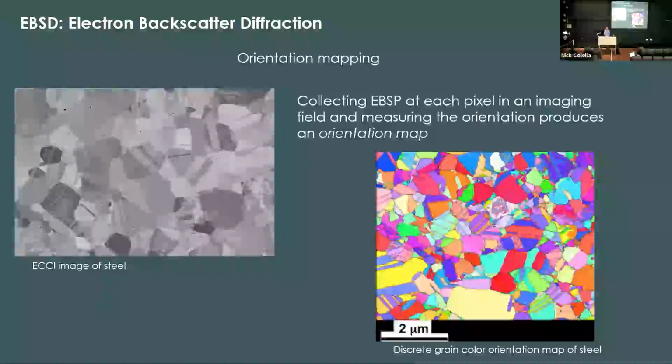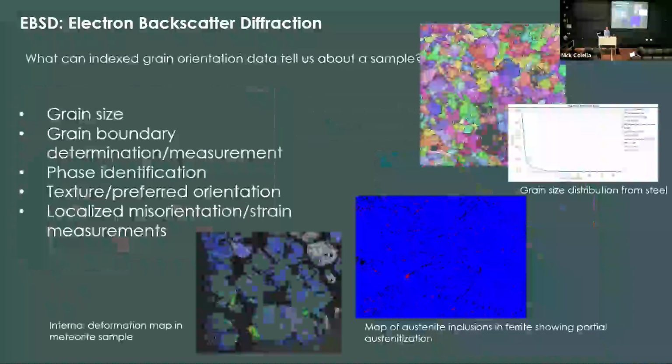Where this becomes useful is that we can then do this across a large field of view, right? And so if we have more than one type of phase or multiple grains with different orientation, we can actually do what's called orientation mapping and see how the grain structure of your crystalline sample changes across the surface.